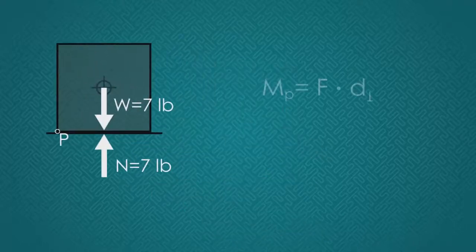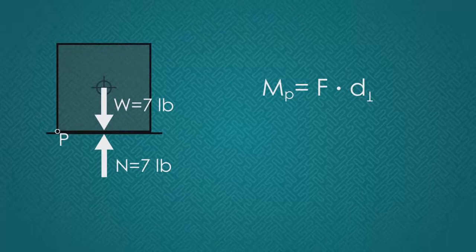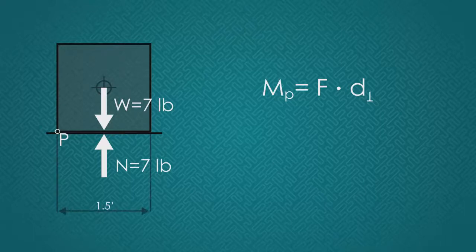To find the magnitude of the moment caused by each of the forces, we need to know the magnitude of each force and the perpendicular distance from the point to the force. The box is a 1.5-foot cube, so the length, width, and height are each 1.5 feet. Since the mass of the box is evenly distributed, the center of gravity is in the geometric center of the box. So, the perpendicular distance of the center of gravity is 0.75 feet.